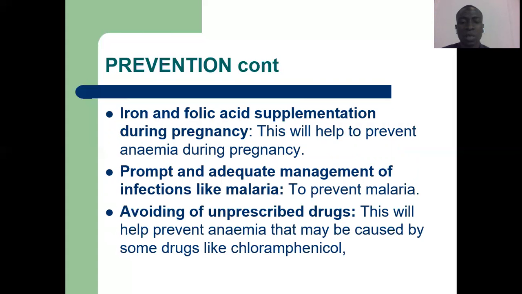Prompt and adequate management of infections like malaria. When somebody has malaria, you can manage properly to prevent destruction of red blood cells. Avoid unprescribed drugs. This will help prevent anemia that may be caused by drugs such as chloroquine, and chloroquine suppresses the bone marrow. So you need to be careful with it.